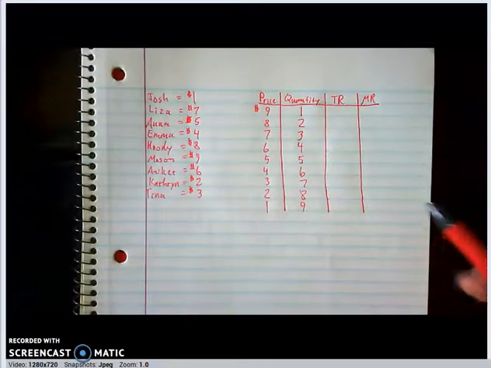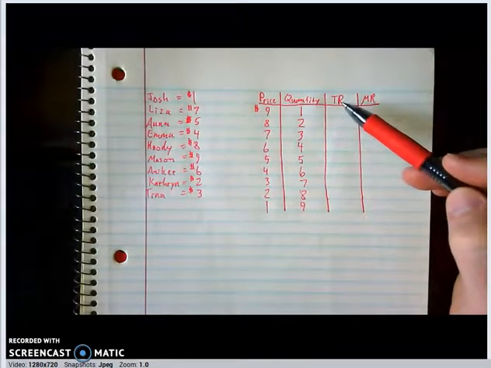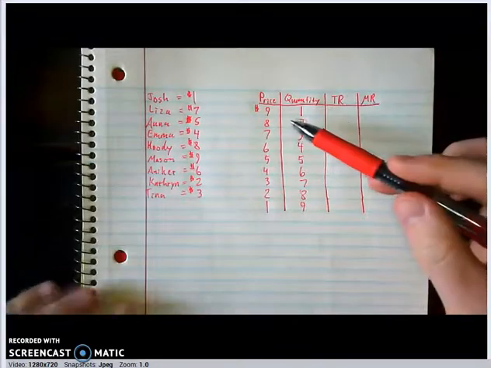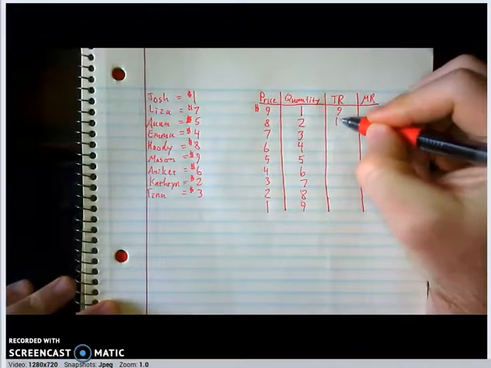Now, let's talk about total revenue and marginal revenue. Total revenue is price times quantity. So if I do price times quantity, 9 times 1 is 9. 8 times 2 is 16.